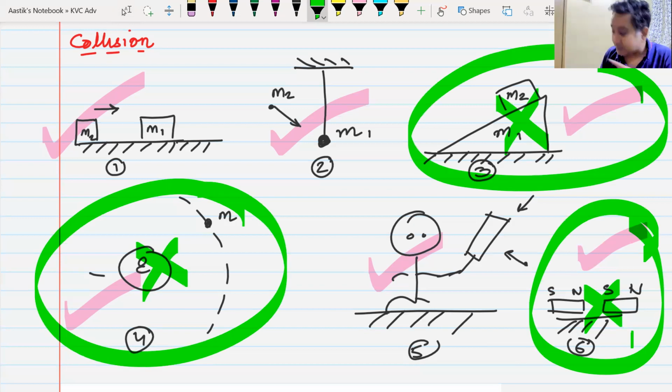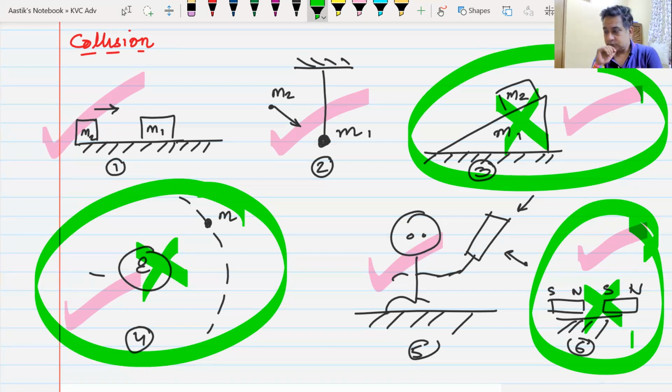Now we are remaining with the three types: 1, 2, and 5. Out of these, all three have something very common. What is that common thing that you see between these three, 1, 2, and 5, which we are going to study now under this heading? What is the common between the three?